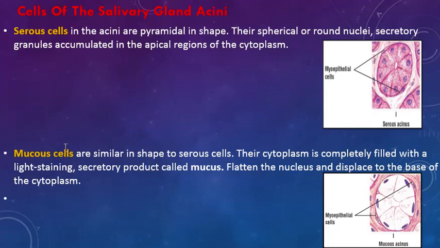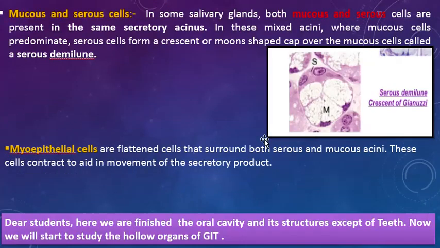Mucous cells, the other type of cell, are similar in shape to serous cells. The cytoplasm is completely filled with the secretory product, mucus. The nucleus is flattened in shape and displaced to the base of the cytoplasm. Myoepithelial cells are flattened cells that surround both serous and mucous acini. The contraction of these cells aids the movement of the secretory product.